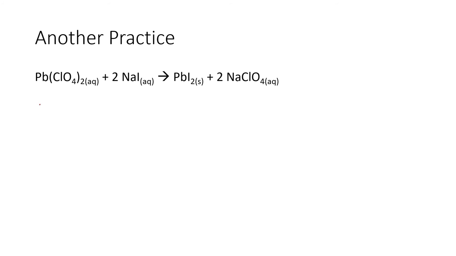All right, so to work this one out, first we need to separate our lead and our chlorate. So we've got Pb, which is a 2 plus. I'm just going to write aq down here for aqueous from now on because I don't want to write that out every time. Plus, we've got 2 ClO4 minuses, which are aqueous, plus 2 Na plus aqueous, plus 2 I minus aqueous.